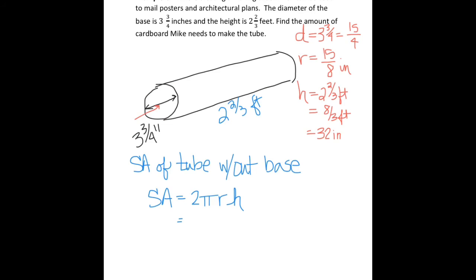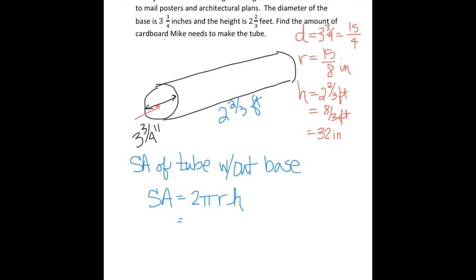Our last example is about a tube. So Mike is creating a mailing tube. Think of it as like maybe a roll of wrapping paper, like the tube that's inside of a wrapping paper. So he's using this to mail posters.